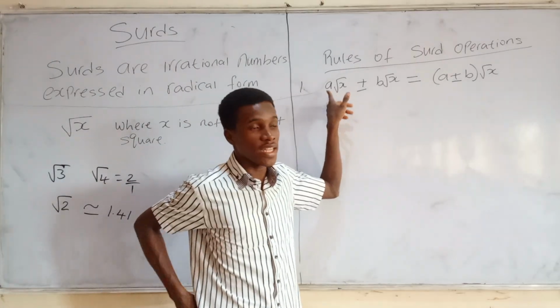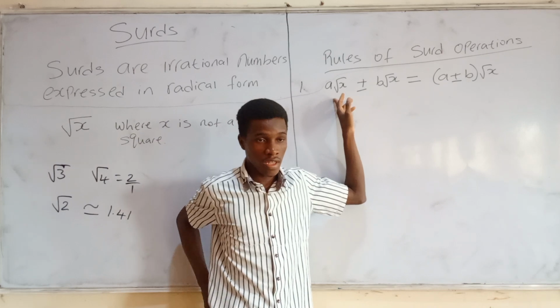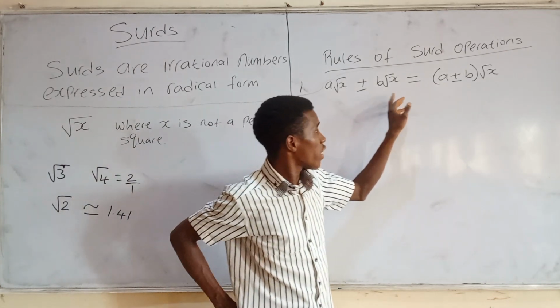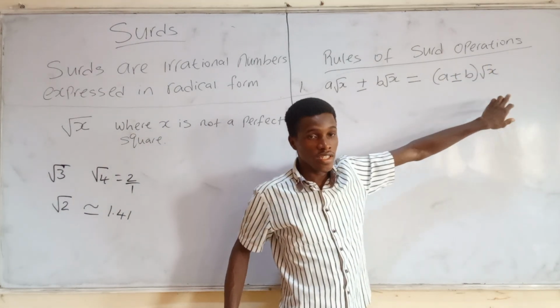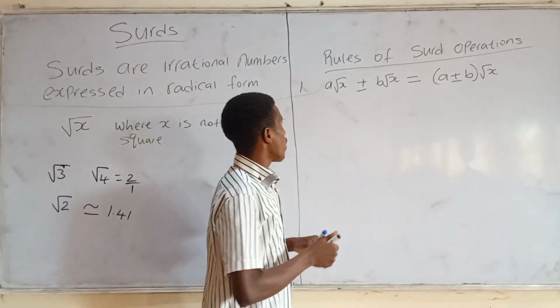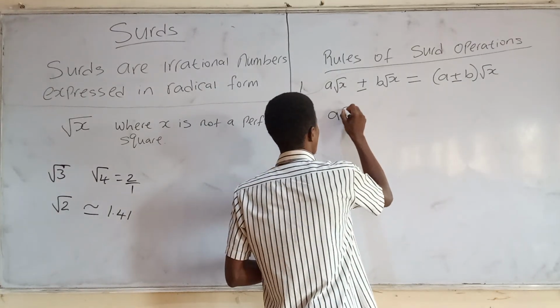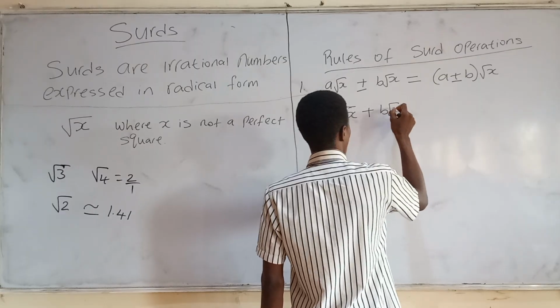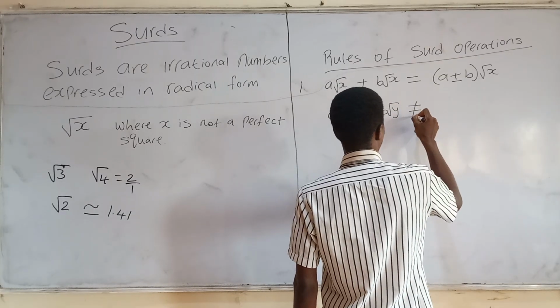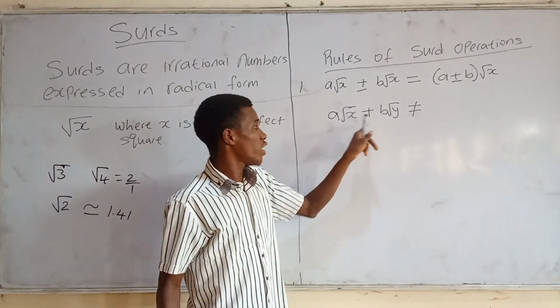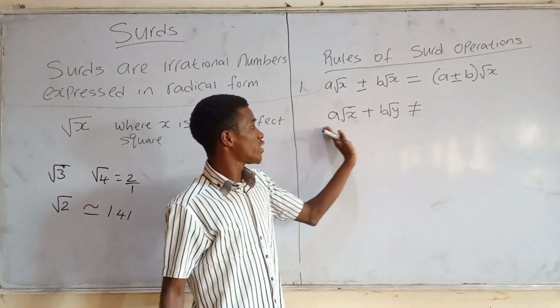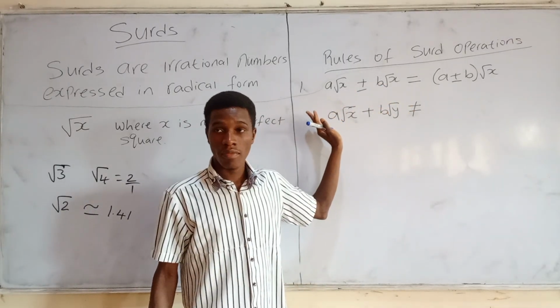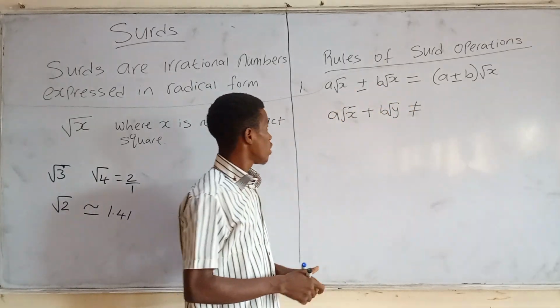This a means the general case. a is any real number. Is that clear? b is also any real number. So this is how you add them, since the surds are common. Then you have a surd x plus b surd y, which is not equal to this. Why? Because these two are different. So this expression is already in its simplest form. Understood? Okay.